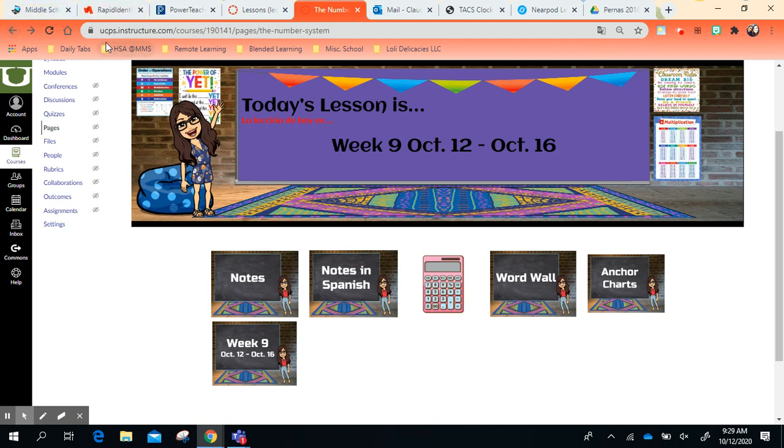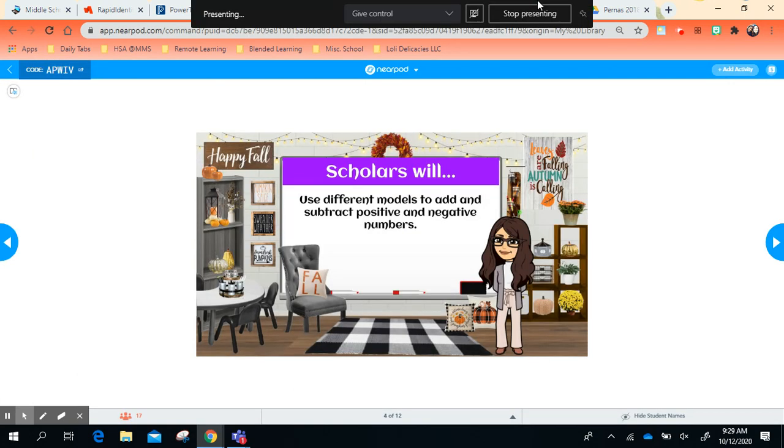Your word wall is on there as well as in the back. Your anchor charts are in there as well as in the back. I did go a little fall crazy. So your week 9 is fall, and so is your banner. Because if I was already working on our page, I might as well make it cute. Any questions on how to get where or where anything is? We're good so far? Yes? No? Okay.